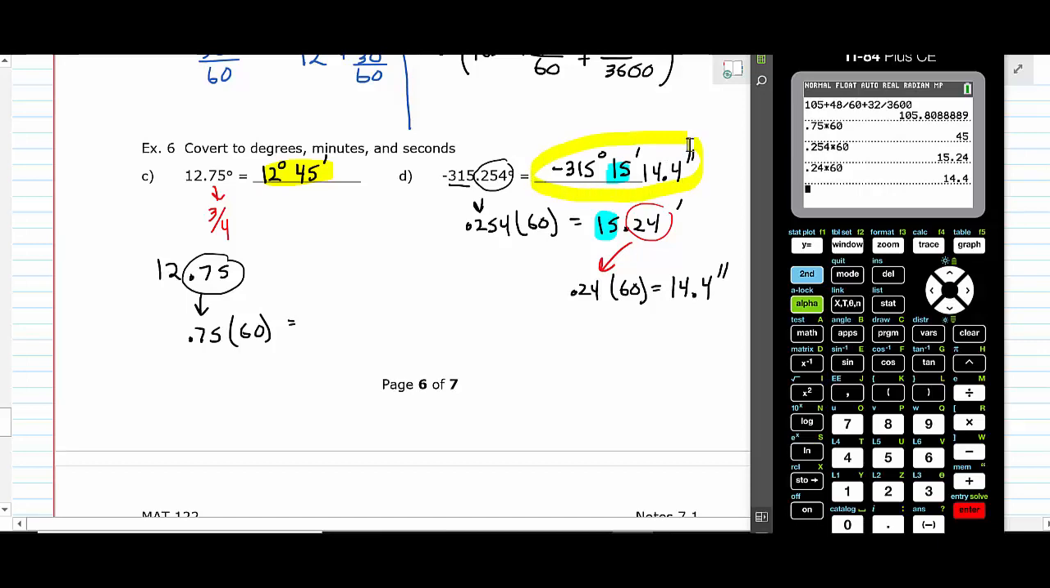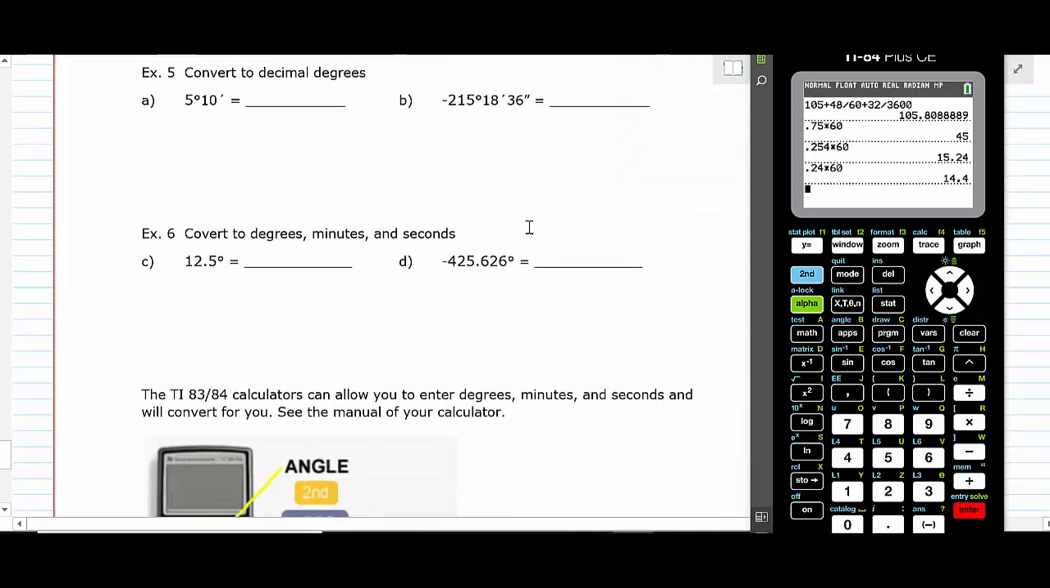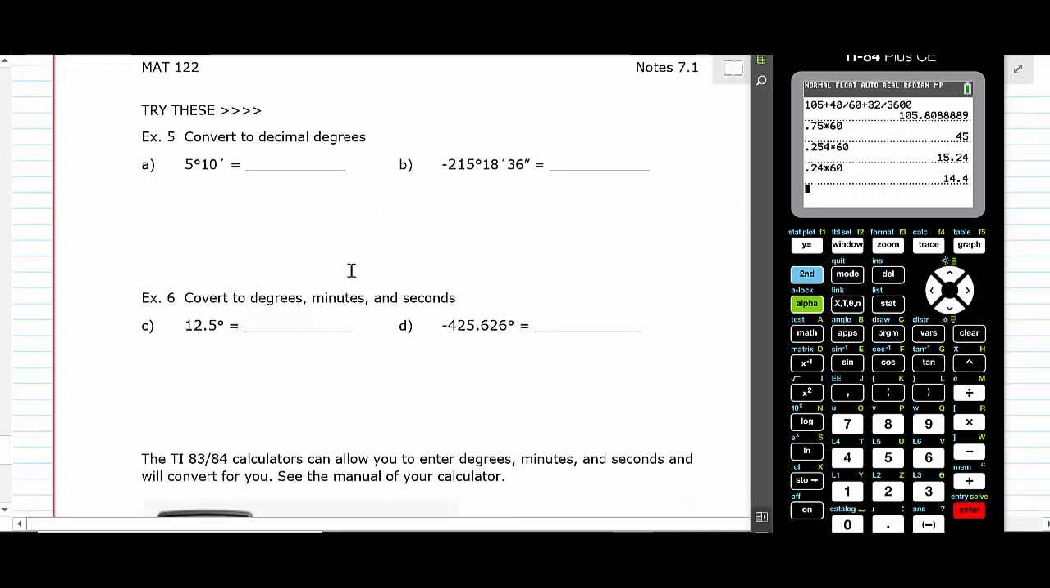Just use your calculator, right? Okay, all right, so let's go to this next page, and let's see, I'm going to have you do these yourself. Just go ahead and do this example 5 and then that example 6. Use your calculator, and then to finish up the section, I want to show you how you can do this more automatically on a TI 84, 83 type of calculator. Okay.